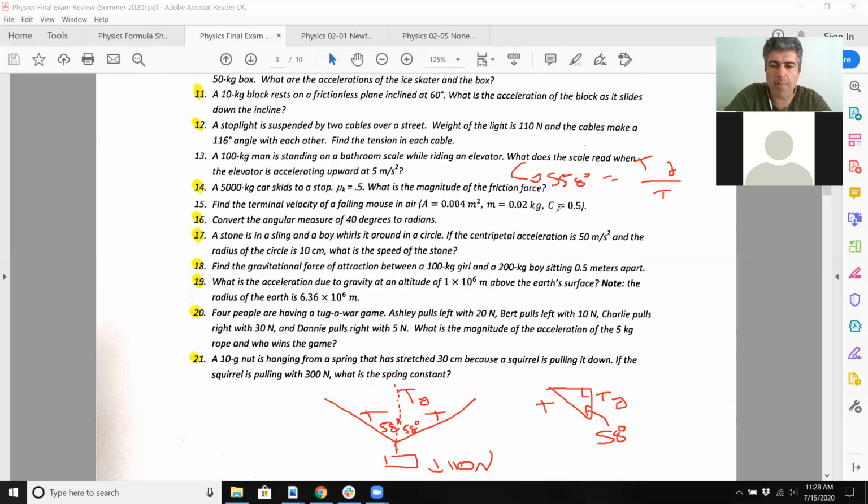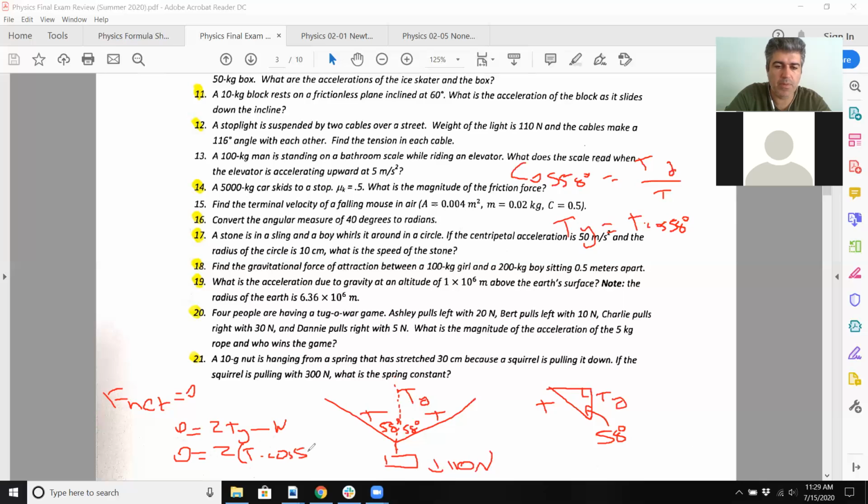And I'm really interested in Ty because you're going to have 2 tensions. Overall, this is not moving, so our net force is 0. Your net force is going to be both tensions of the cable minus the weight. And so Ty is going to be T times cosine 58. Easy peasy. So you're just doing that, T times cosine 58, and that's going to be 0.